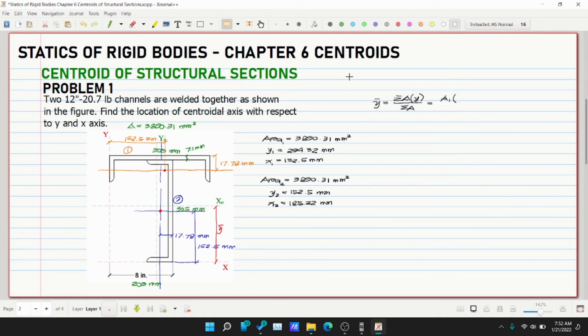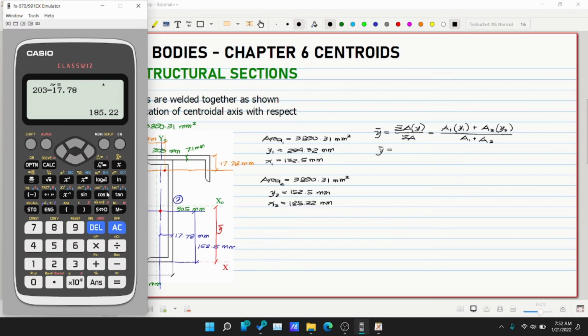Ayan. So, masolve natin yung ating y-bar. Y-bar natin is A1 multiplied by Y1 plus A2 multiplied by Y2 over A1 plus A2. Bakit plus? Kasi wala naman tayong ima-minus na area. Parehas naman silang buong area, di ba? Wala naman tayong mga spaces. So, ipag-a-add natin ang dalawang area na yan. So, masolve natin yung ating overall Y bar.